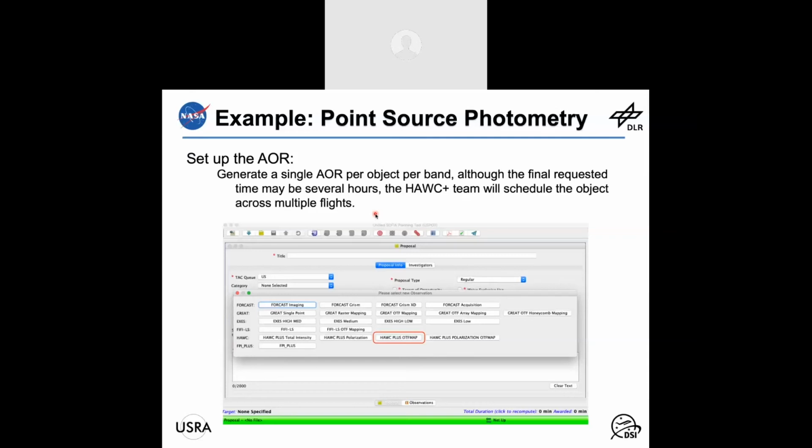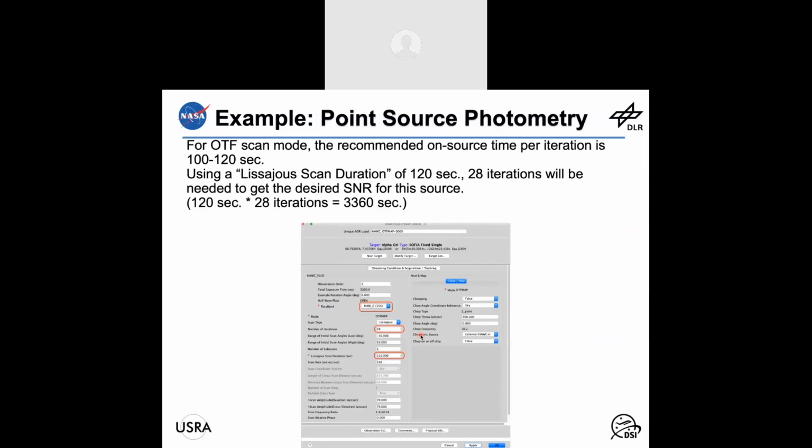In this case, we're doing point source photometry, so again we recommend using on-the-fly mapping. First, in USPOT, you'd click to create your AOR. As I mentioned, HAWC Plus has 4 different options: total intensity, polarization, and the on-the-fly mappings for both of those. In this case, we would select on-the-fly mapping as we're doing total intensity. The next box that would pop up is shown here.